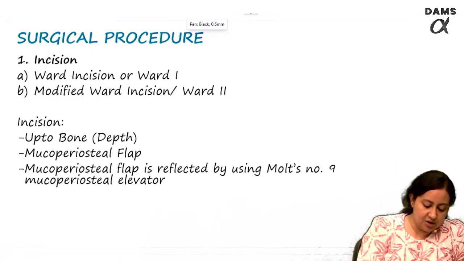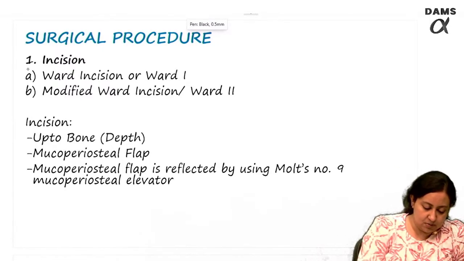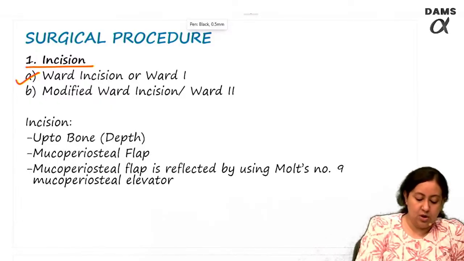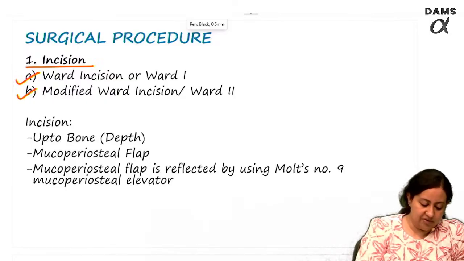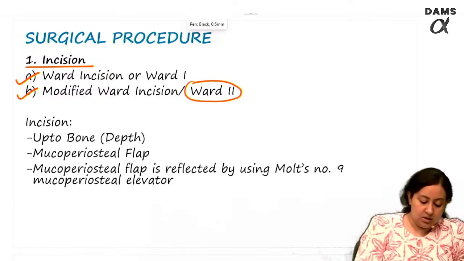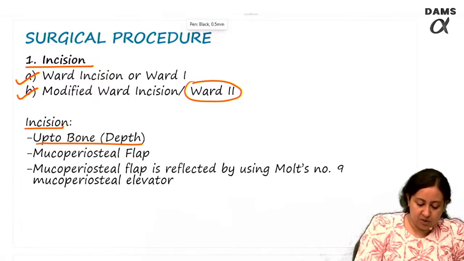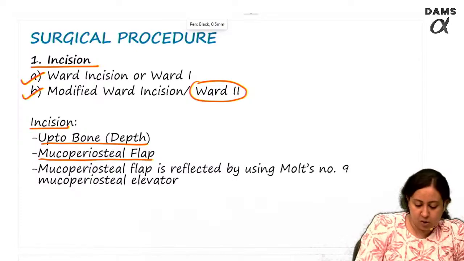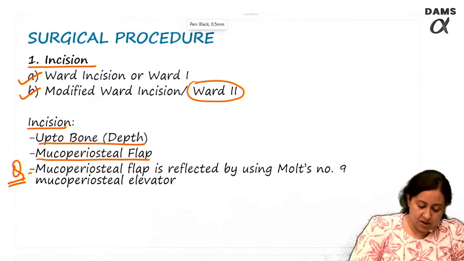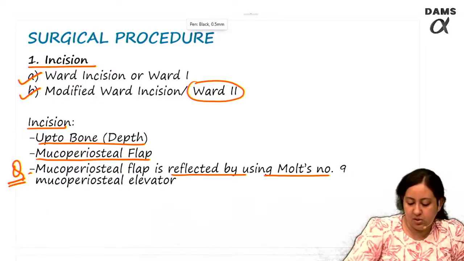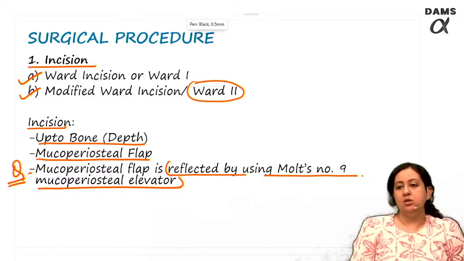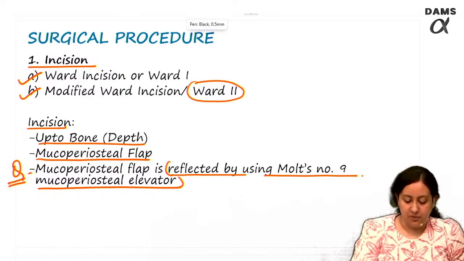So the first thing that you place is your incision. You can either give a Ward 1 incision or a modified Ward incision or a Ward 2 incision. The incision is usually up to the depth of the bone. You raise a mucoperiosteal flap. And most importantly, the flap is reflected by using a Mold's number 9 mucoperiosteal elevator. This is an important question point.